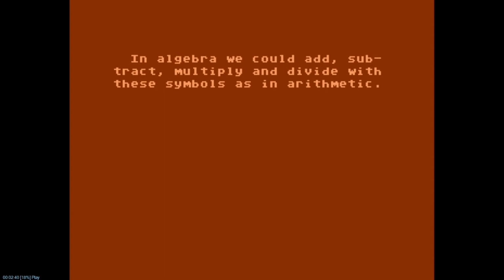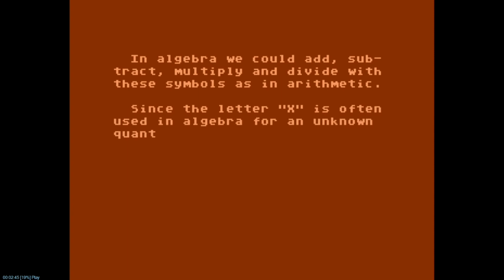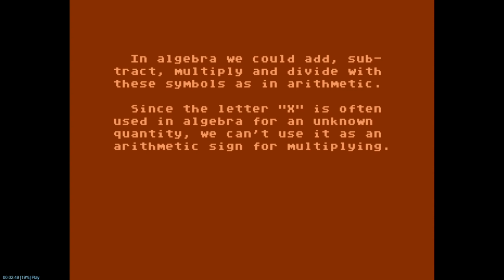We should be careful about one matter, however, for since the letter X is often used in algebra for an unknown quantity, we can't use it any longer as an arithmetic sign for multiplying. Instead, we may use a space and a raised dot between numbers, or we can use brackets or parentheses. Thus, 2·3 means 2 times 3. And so does 2 next to a 3 in parentheses. What is the value of this expression?